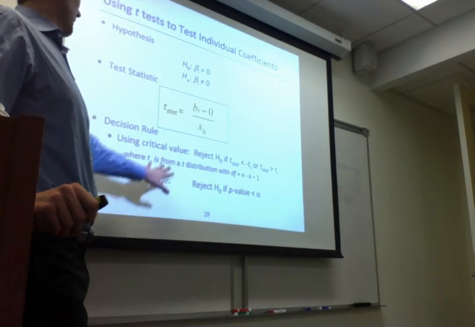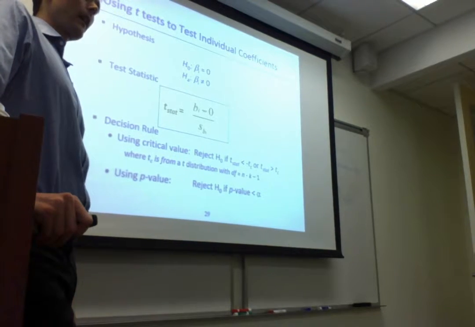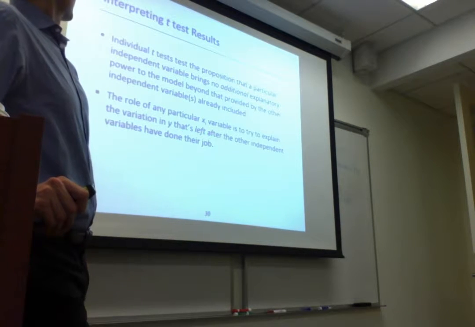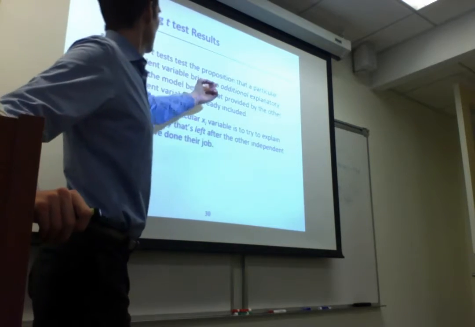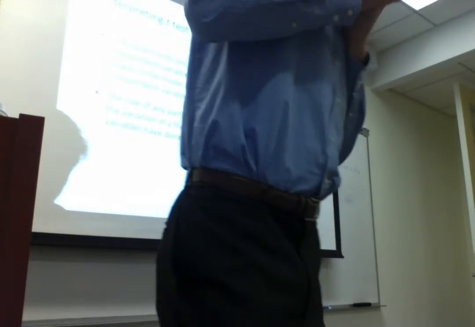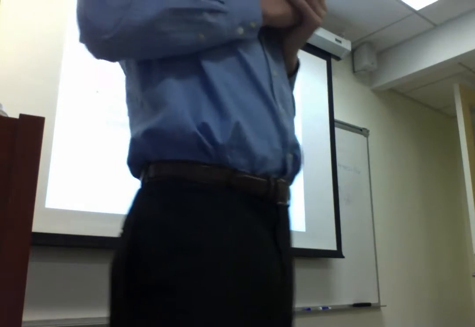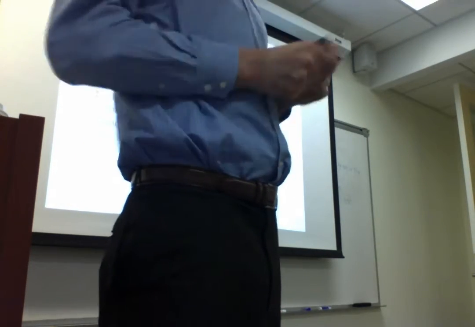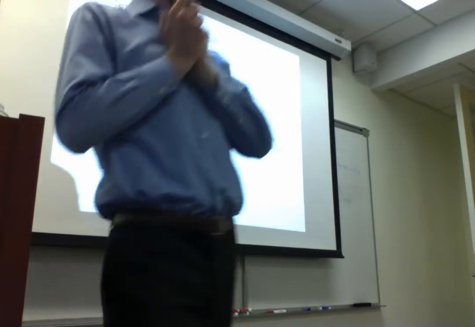Same rejection rules, based on the critical value of t or based on the p-value of that stat. Individual tests: the proposition that the independent variable brings no additional explanatory value. I mentioned this already. If we're going to look at turnovers per game, we want to test that it brings significant increases in predictive value above and beyond what field goal percentage brings. And we look at it the other way around. We want to know that field goal percentage brings significant predictive value above and beyond what turnovers per game bring.